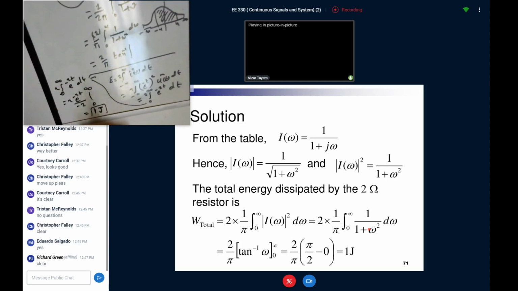Because we're using the power dissipated, right? I squared times R, right? So then with R equal to 2, it's going to be 2I squared in this case. Is it clear to everybody? Is it clear why we have 1 joule here? We have 1 joule because mainly we're using a 2 ohm resistor, okay?